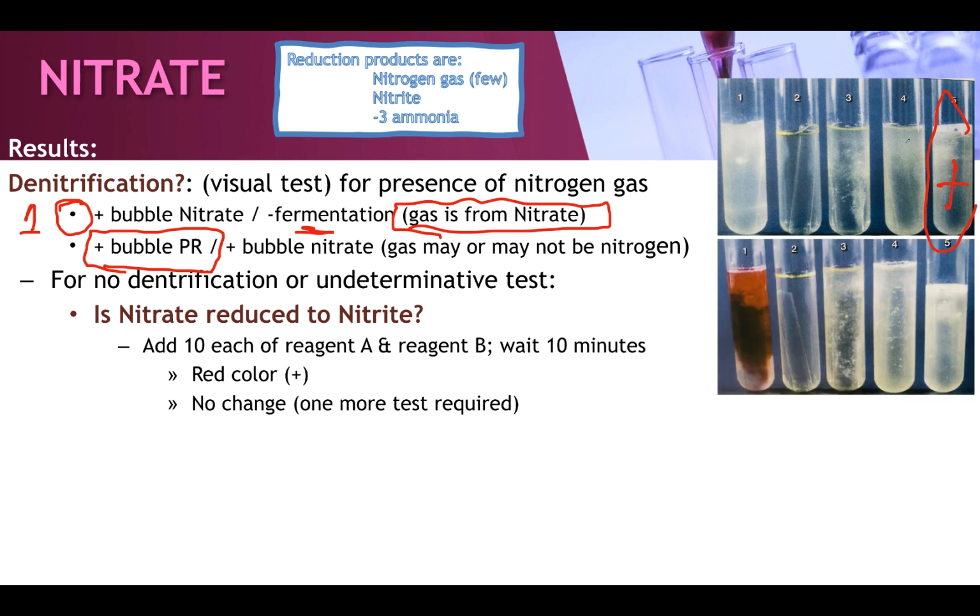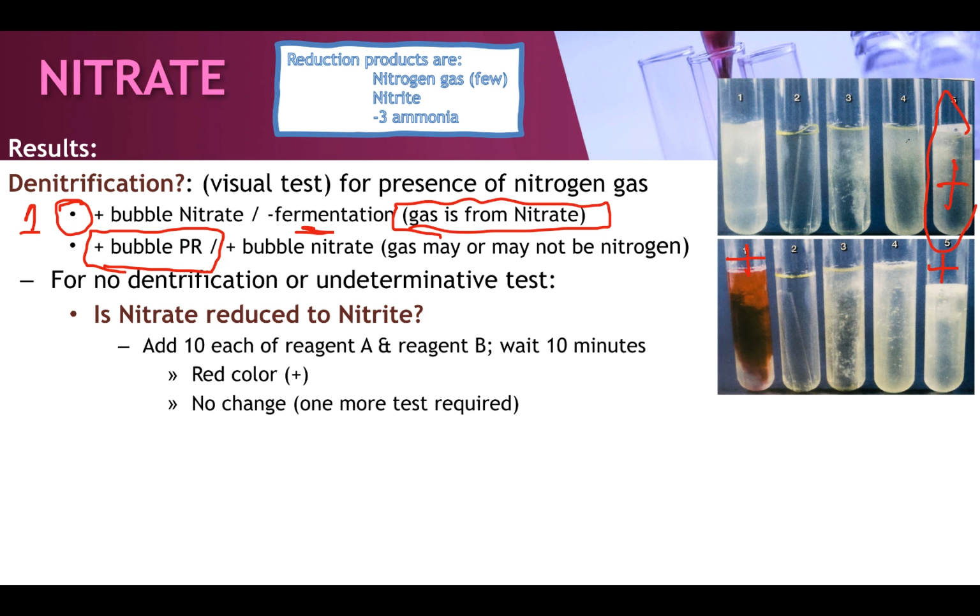Here are your results. As you can see, tube 1 turned red. Therefore, nitrite was present. That means that this organism reduced nitrate to nitrite. So we are going to score number 1 as positive. We've already determined number 5 is positive because of the gas, which leaves us now with tubes 3 and 4.